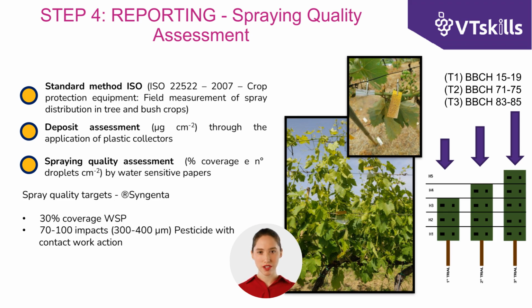According to practical guidance from companies such as Syngenta and the Guidelines for Integrated Pest Management, minimum coverage thresholds are recommended to ensure treatment efficacy. In particular, for systemic or penetrating products, it is advisable to achieve at least 20 to 30% coverage on WSP maps, while for contact products or particularly dense canopies, the recommended threshold rises to 30 to 40%.